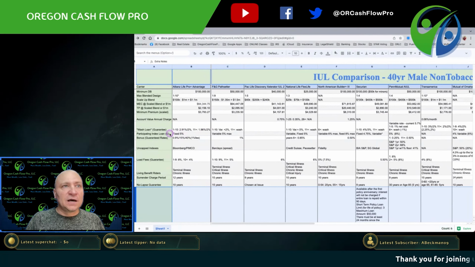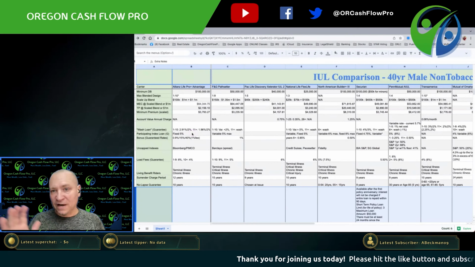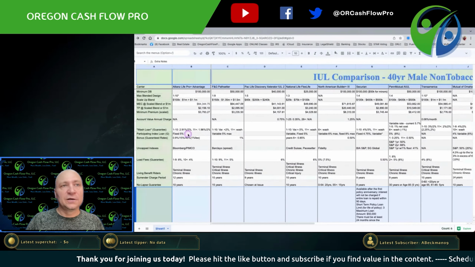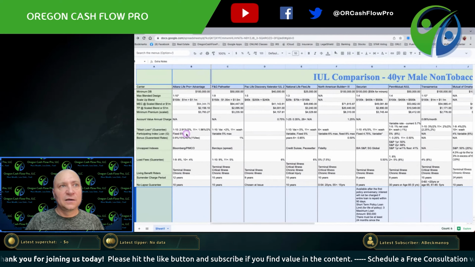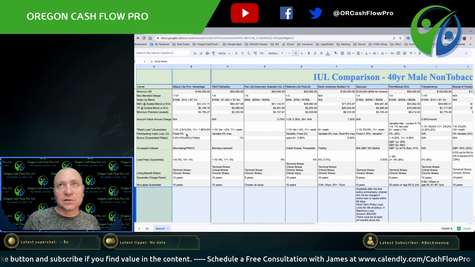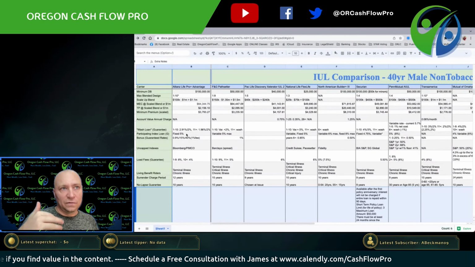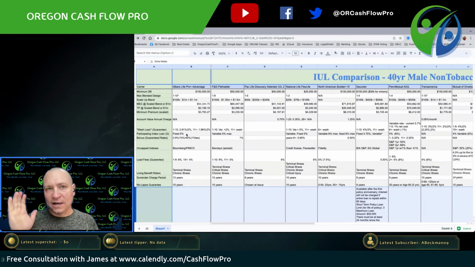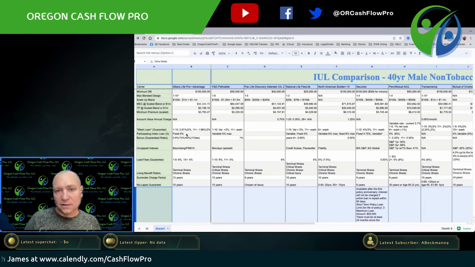Their participating index loan is fixed at 5%. That will not change. It's fixed 5% for the life of the policy. That's really good. I actually really like the participating index loans in general. I just look at it like the cash value in our policy is a line of credit. What is my cost to access that? I don't want to think about whether it's impacting the growth or not.